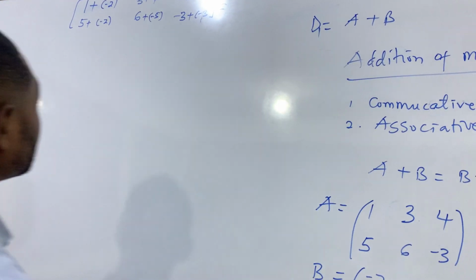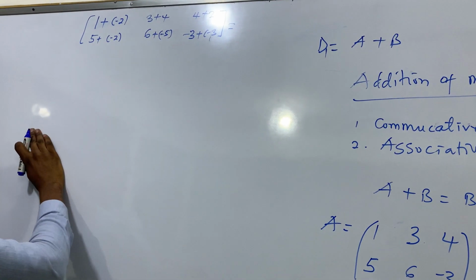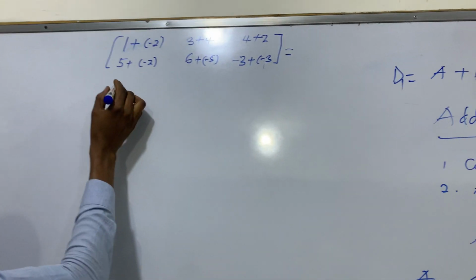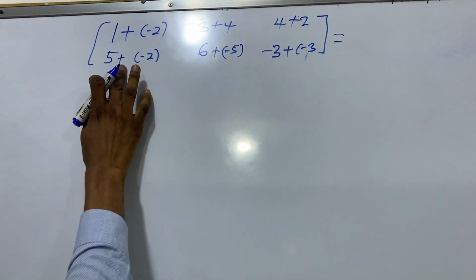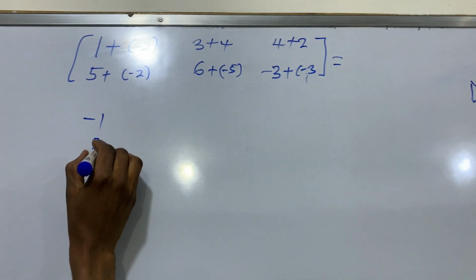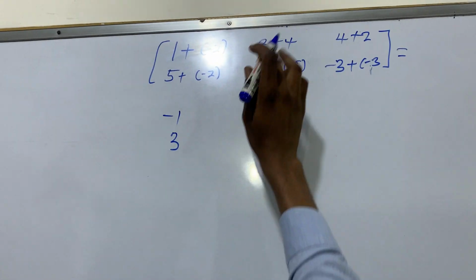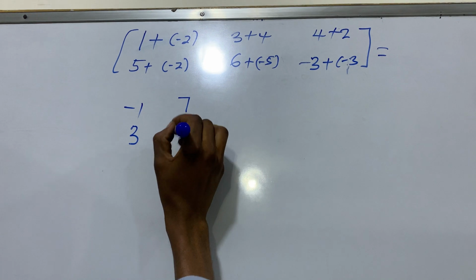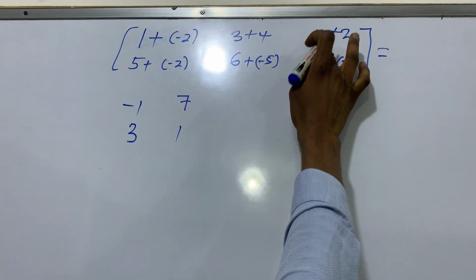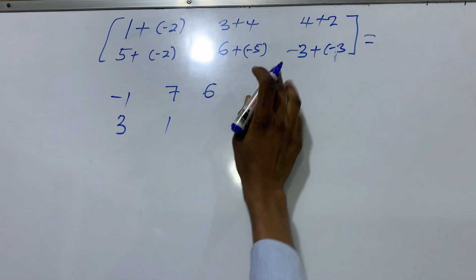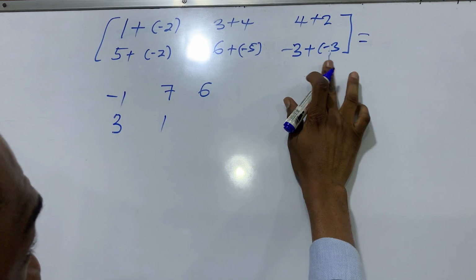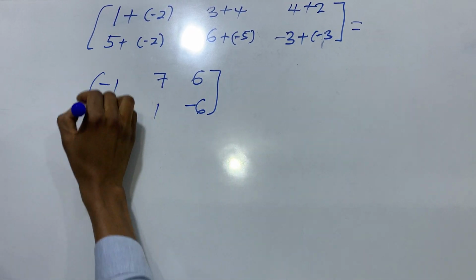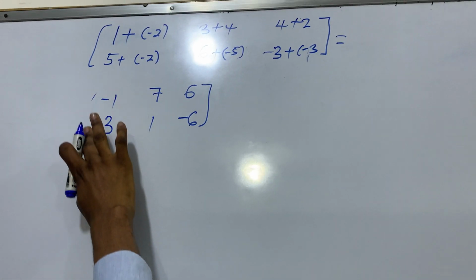And this will be equal to the result on this side too. So let's analyze this side and see what we have. 1 plus minus 2 gives us minus 1. 5 plus minus 2 gives us 3. 3 plus 4 gives us 7. 6 plus minus 5 gives us 1. 4 plus 2 gives us 6. Minus 3 plus minus 3 gives us minus 6. That is our left side operation.